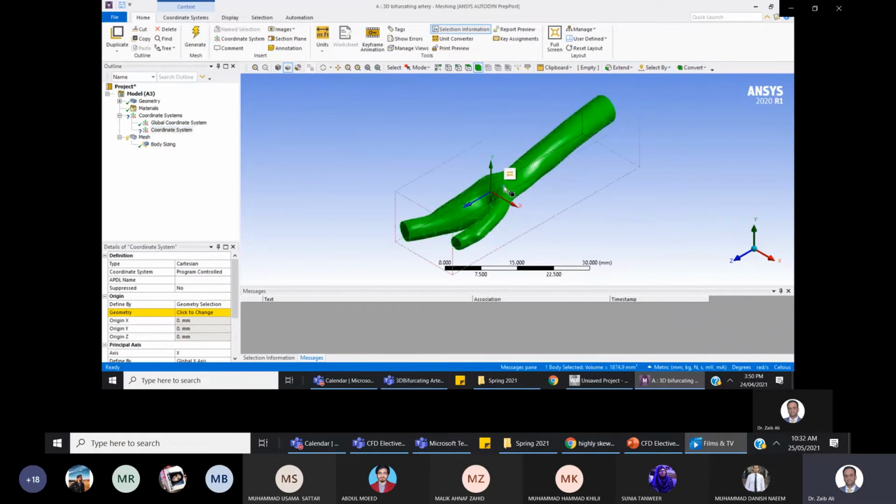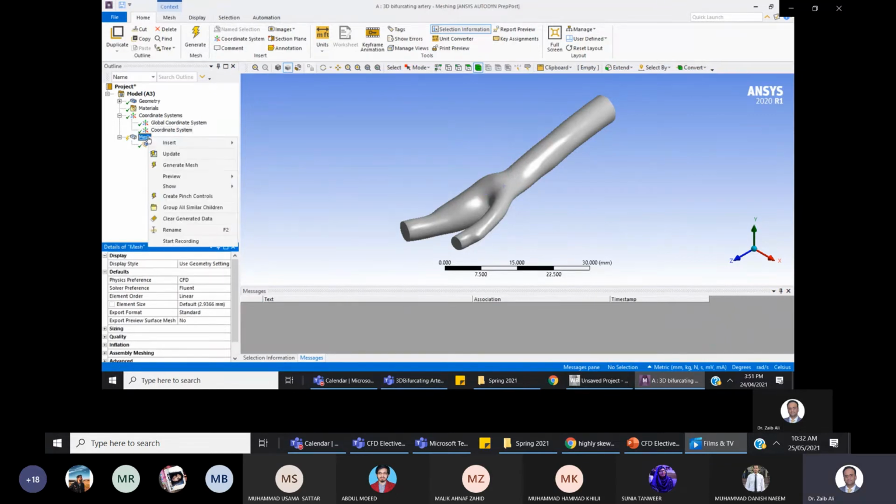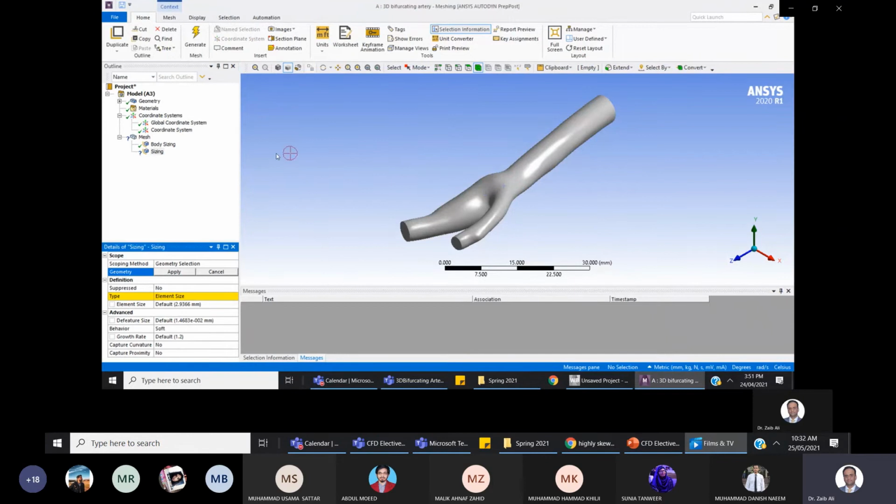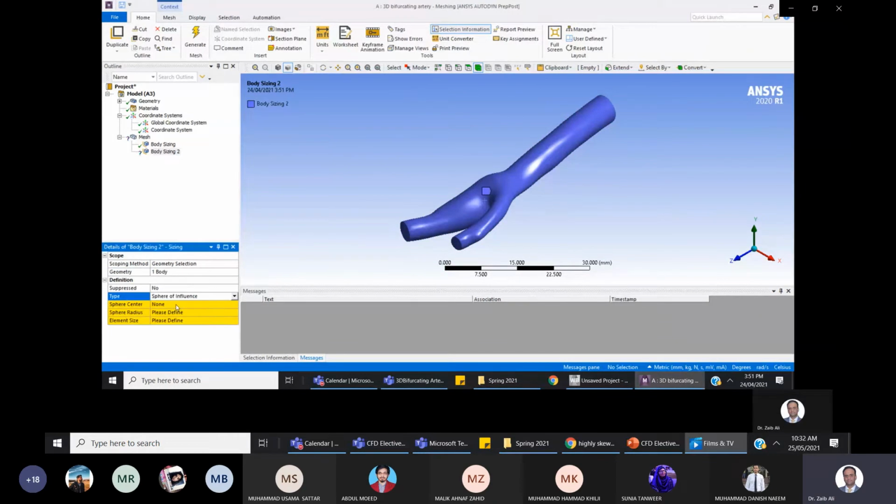Now, in order to create a localized refinement, you first need to create a local coordinate system. So here we are creating a local coordinate system around which we will be creating a body of sphere, a sphere of influence. Okay, so then you select sizing again. You select that body, and now here in the type, you ask it that this sizing will be a sphere of influence, which is located at the new coordinate system you just generated.